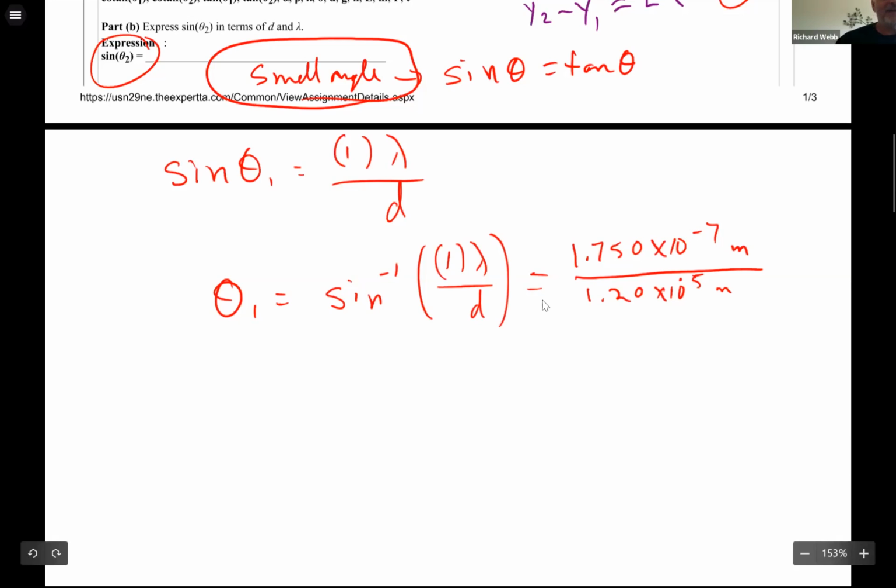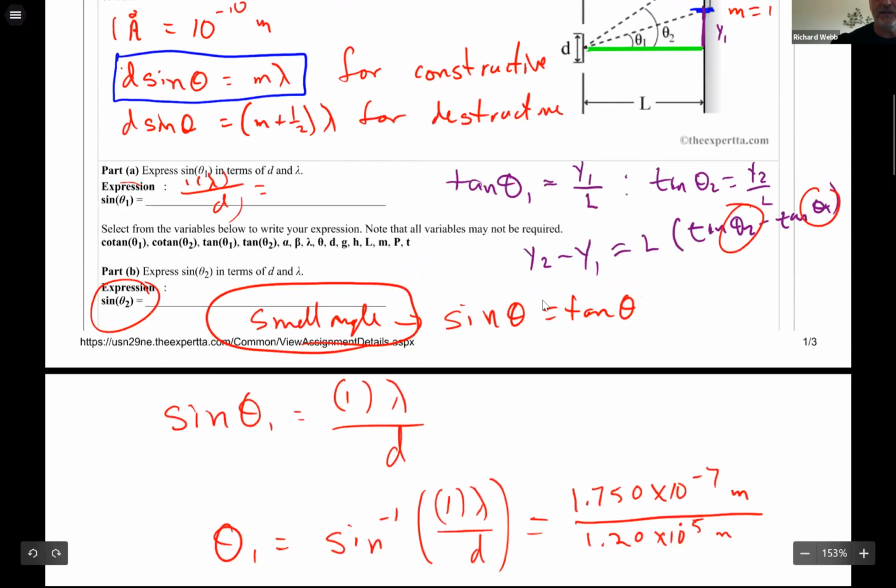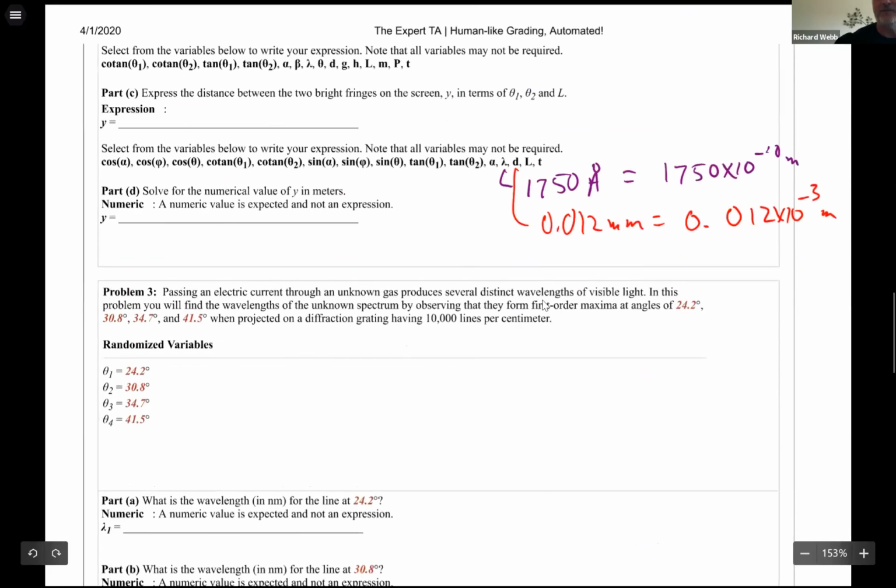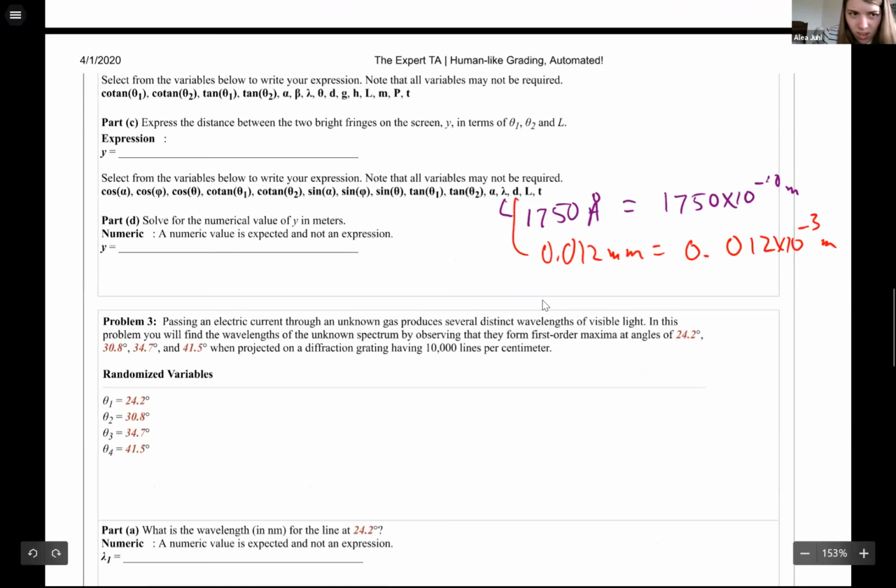Okay, so I got a value of 0.0145 radians because my Google gave me the answer in radians. Somebody just asked a question about the units, and so if I have 1.1750 times 10 to the minus 10, if I move it over 3 positions, that's 1.750 times 10 to the minus 7. Or I can do the one here, 10 to the minus 3, I moved it 2 to the right, so that made it 10 to the minus 5.